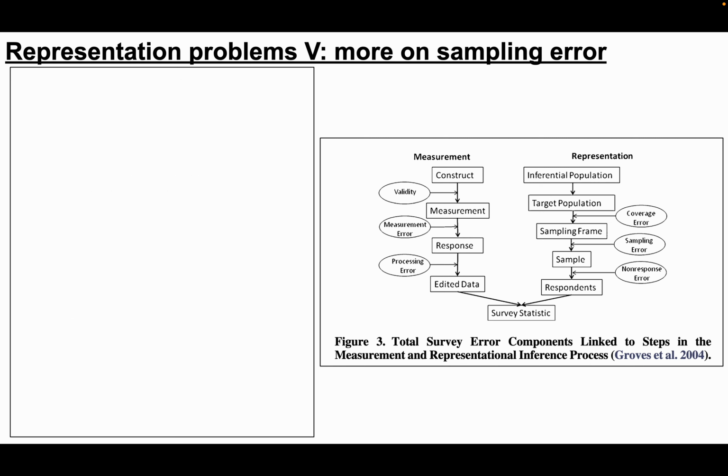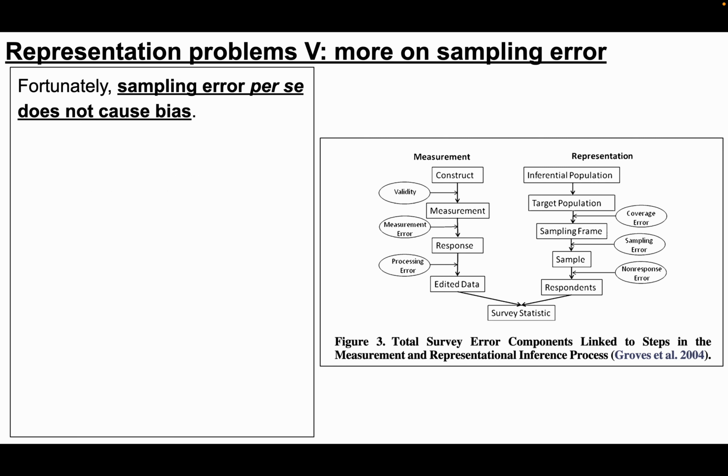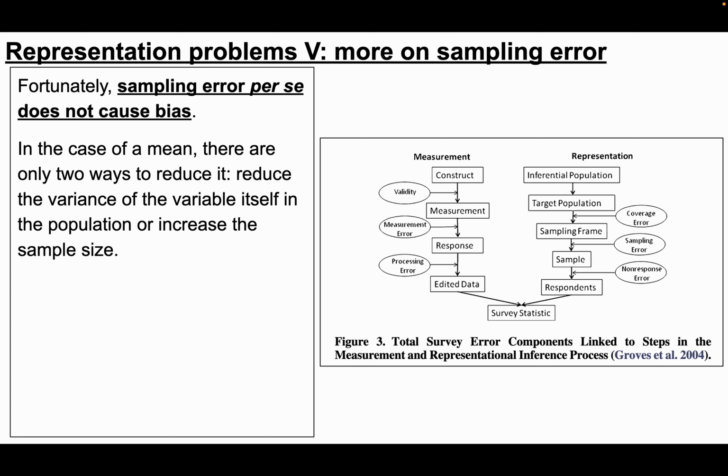So that's sampling error. Sampling error also fortunately does not cause bias in and of itself. In the case of the mean, there's actually only two ways to reduce it. You can reduce the variance of the variable itself in the population, or the variance in the sample you observe, both of which are bad ideas. Remember my example with the wizard. Or you can increase the sample size.